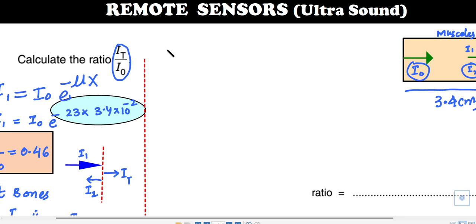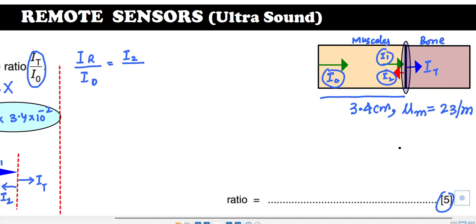So here is reflection. Do you know how to calculate reflection? Reflection is IR divided by I1. Are you getting my point? Sorry, IR divided by I0. So what is IR here? IR is I2, and what is the incident intensity here? The incident intensity here is your I1. So here it would be I2 divided by I1 is equal to (Z1 minus Z2) divided by (Z1 plus Z2), whole square.